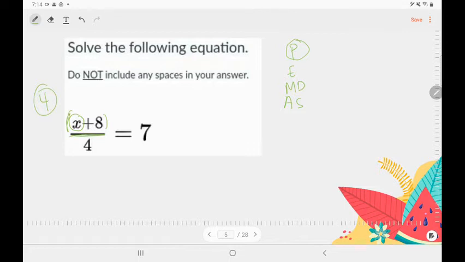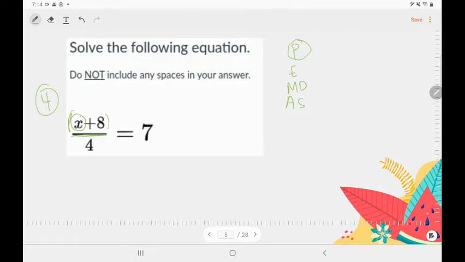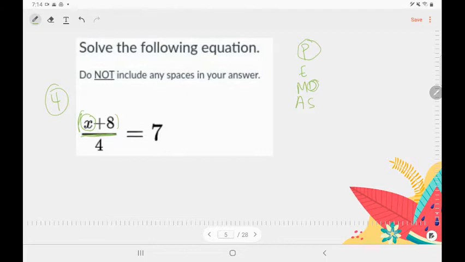So I can't reach that plus 8 yet. I need to get rid of the fraction bar. Well, how do I get rid of that? Remember, fraction is the same as division. So the opposite of division is multiplication. So what am I dividing by? I'm dividing by 4. So I'm going to multiply by 4 on both sides of my equation.